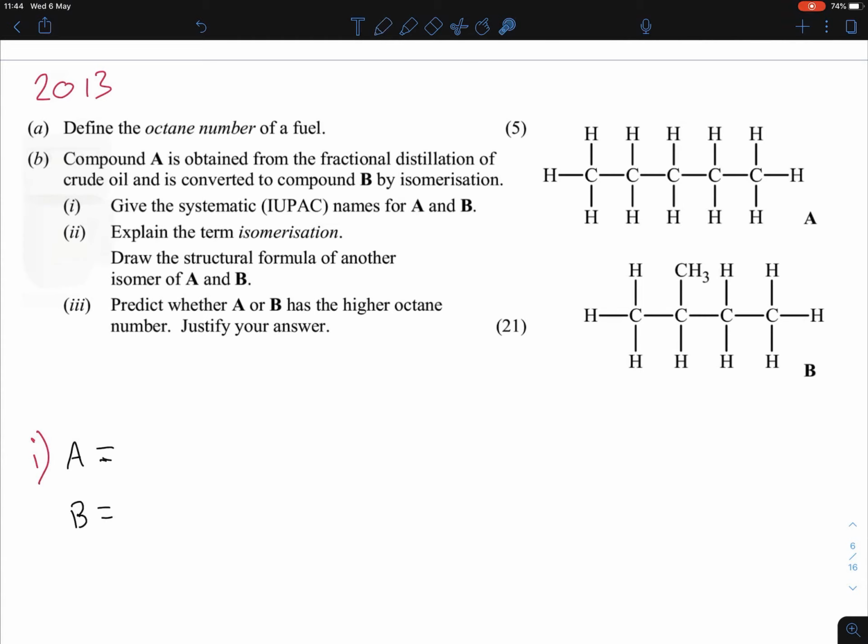So A, you can see here there's no methyl groups attached. So we just count up the longest continuous chain. 1, 2, 3, 4, 5. So 5 being pentane.